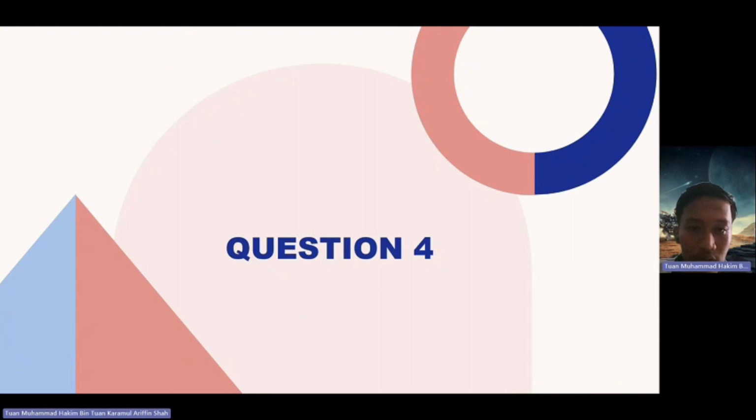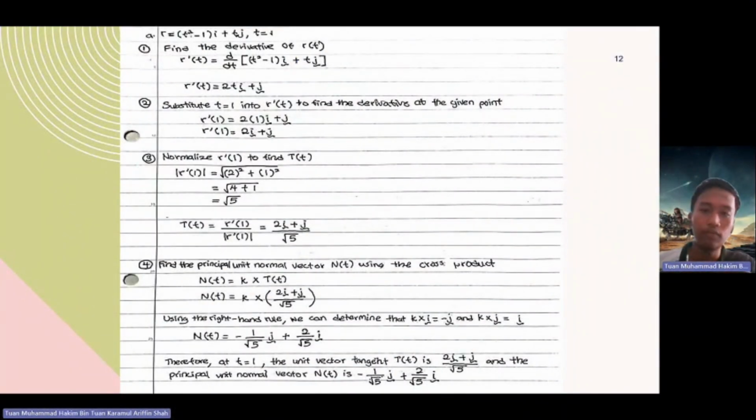For question 4, question 4A, we need to find the derivative of r(t). We conclude the equation for r, and we differentiate. Then, we need to substitute t equal 1 into the first derivative of r to find the derivative at the given point. We got the answer that we must normalize with the first derivative. Then we find T(t), and then we get the answer.